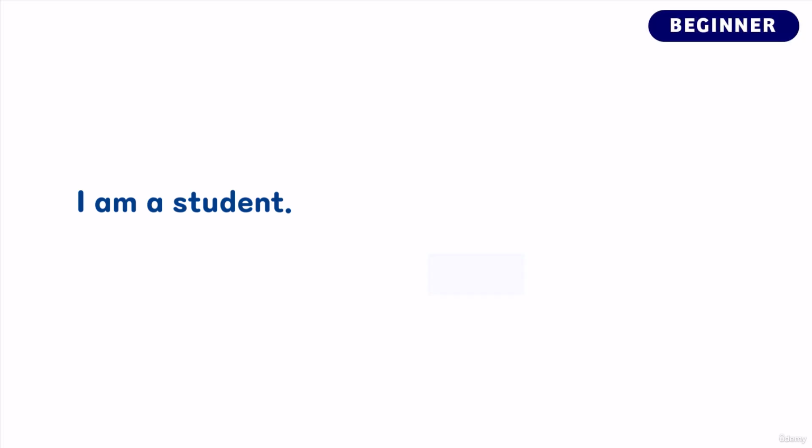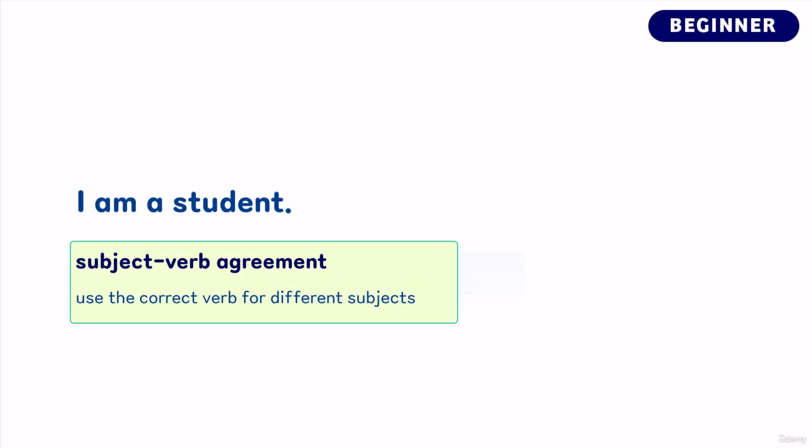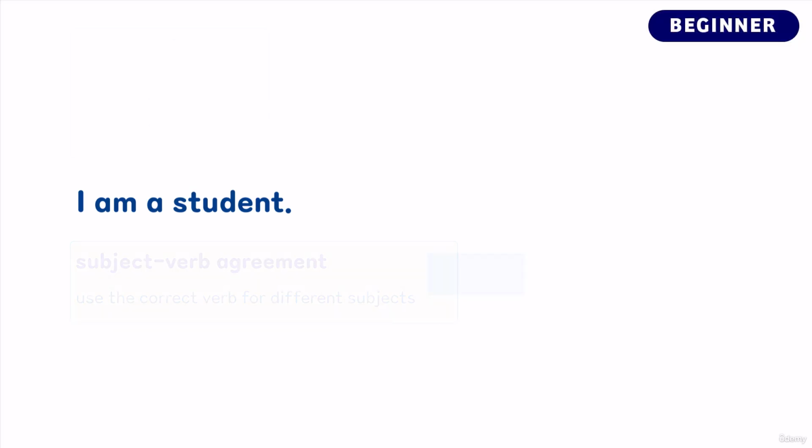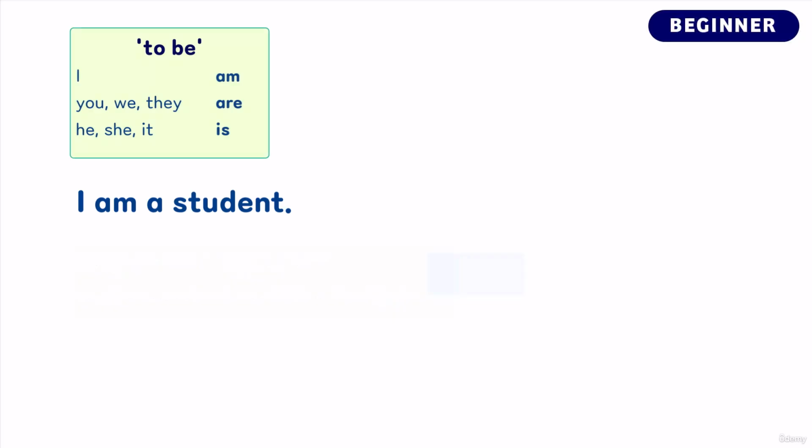Now, in English, we have to use the correct form of the verb for different subjects. And using the correct form of the verb for the sentence subject is called subject-verb agreement. And the verb to be has three forms depending on the subject. In this sentence, the subject is I, so we use am.